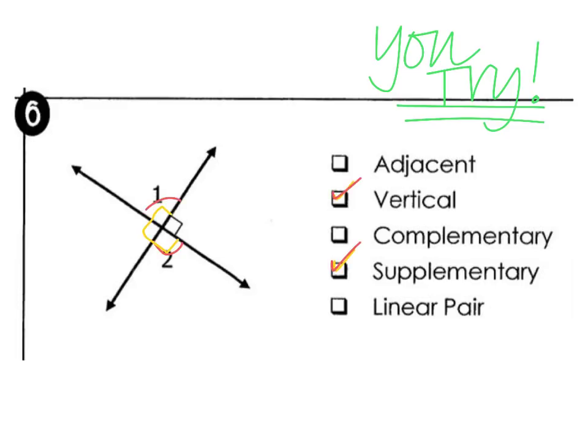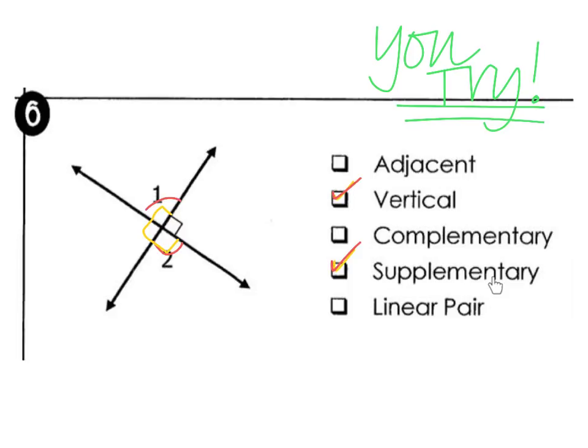All right, number 6, you should have gotten that they are vertical and supplementary. All right, first thing, we automatically know that they're vertical because they're across from each other. All right, they're not adjacent because they don't share a common side. Now, we know that this right here is 90 degrees. Therefore, they're perpendicular, and they all form 90 degrees. So this is 90, this is 90, this is 90, and this is 90. Therefore, angle 1 plus angle 2, 90 plus 90 equals 180. Therefore, angle 1 and 2 are supplementary.